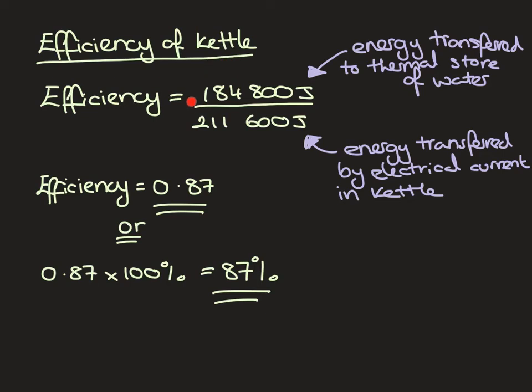When I do this calculation, I get an efficiency of 0.87. If I wanted to, I could multiply that 0.87 by 100%, and that would give me an efficiency of 87%. Either of these is acceptable. Just look carefully at the wording of the question to see how they want your answer.